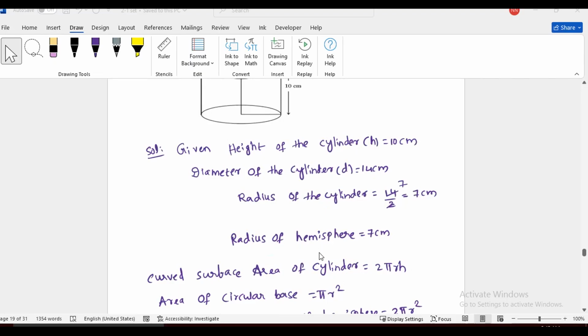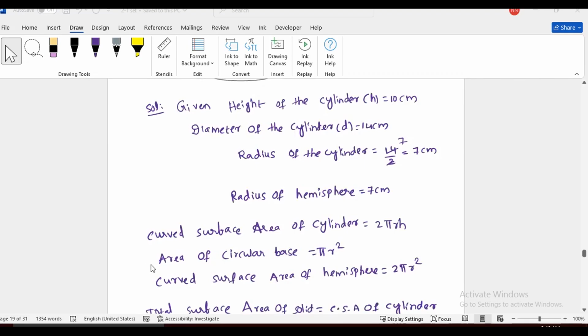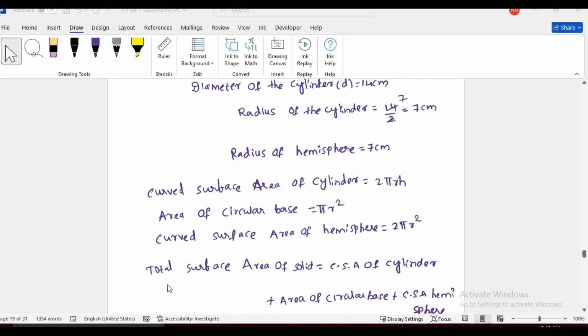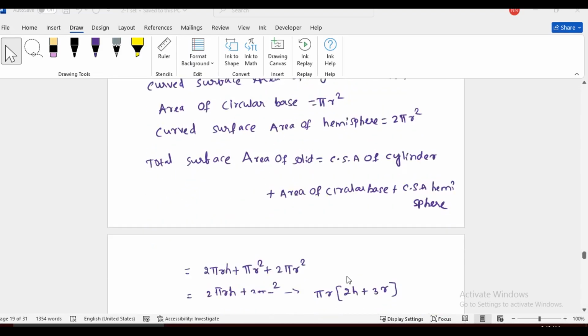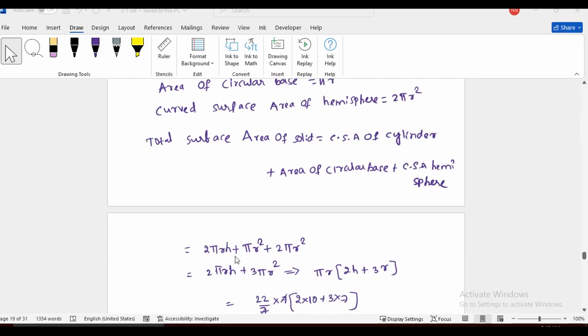Now radius of hemisphere is also 7 cm. To find the total surface area of the solid, we want to find three formulas, that is curved surface area of cylinder, area of circular base and curved surface area of hemisphere. So the total surface area of solid is equal to CSA of cylinder plus area of circular base plus curved surface area of hemisphere. If you substitute the formulas, 2 pi rh plus pi r square plus 2 pi r square, that is 2 pi rh plus 3 pi r square.